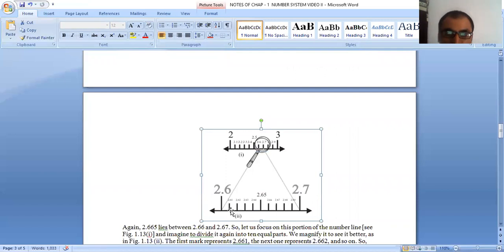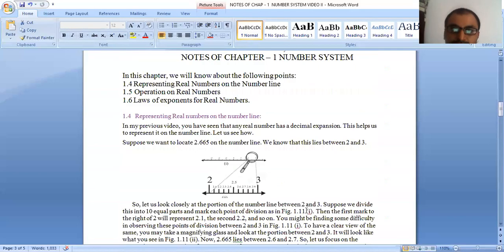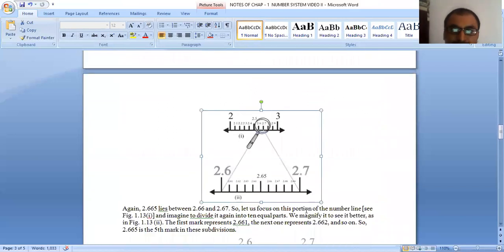Okay. 2.61, 2.62, 2.63, 2.64, 2.65, 2.66, 2.67, 2.68, 2.69. After that, you see 2.7. Understood? Okay.